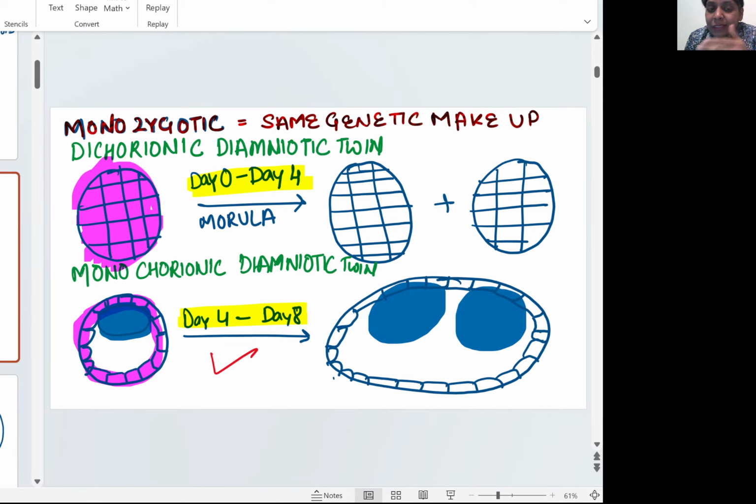Now when this structure divides, there will be no division of trophoblast. Only the inner cell mass, this blue structure, will divide. As a result, there will be formation of monochorionic diamniotic, because trophoblast forms the chorion and it is not going to divide. Why diamniotic? Because up till this stage there is no formation of amniotic sac.